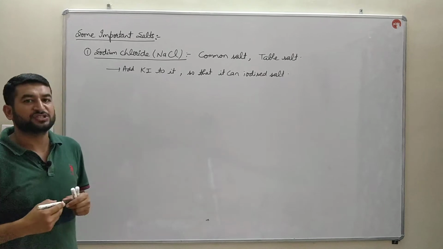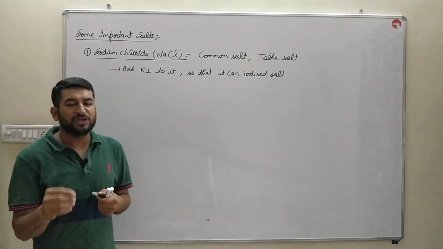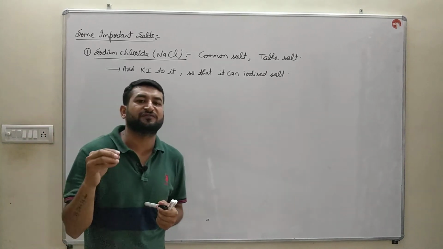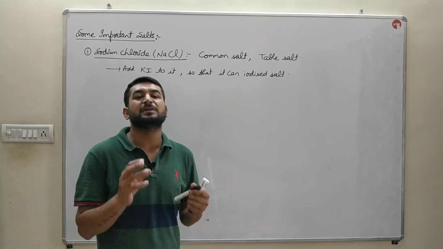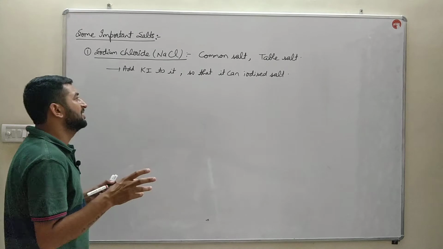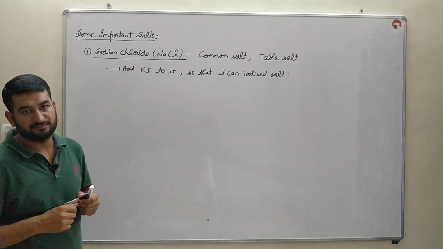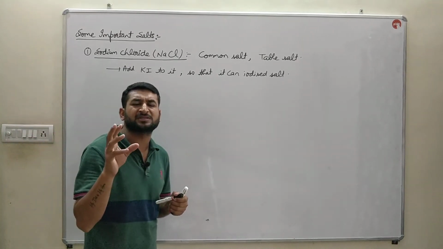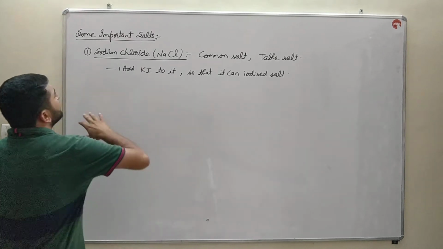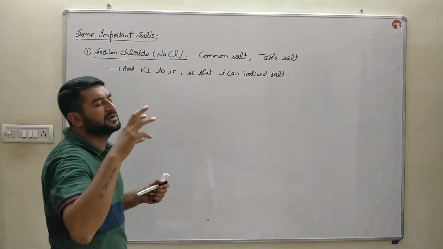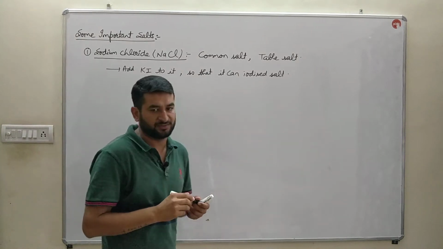Why we require iodized salt? Because iodine is necessary for the formation of thyroxine hormone. And in the absence of thyroxine, we may suffer from a disease that is goiter. About that disease you have discussed in the control and coordination chapter of your biology. So, these are the general features of sodium chloride, that is common salt.